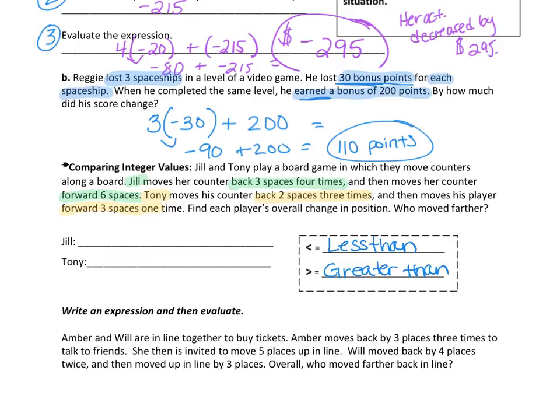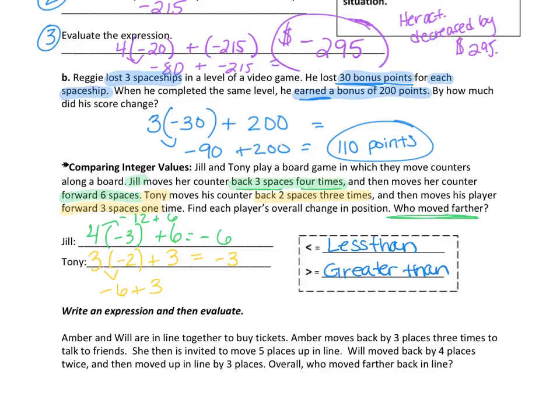So Jill moves her counter back 3 spaces 4 times. So back 3 spaces would be negative 3. That happens 4 times. And then she moves her counter forward 6 spaces, so that's plus 6. Tony moves his counter back 2 spaces 3 times, and then moves his player forward 3 spaces 1 time. So find each player's overall change in position. You just have to solve. Here he has negative 3, and this is negative 12 plus 6, which is negative 6.